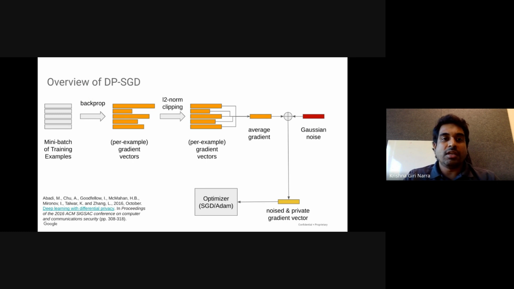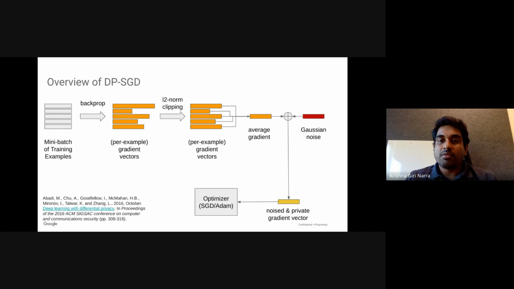In DP-SGD training, the main difference compared to non-private training is that during the back propagation, before computing the average gradient, we need to compute, for example, gradient L2 norms and clip the per example vector as per a predefined L2 norm. So this is to reduce sensitivity. Once the per example gradient vectors are clipped, they're averaged, and then we add noise to this average gradient based on a predefined epsilon or privacy budget. I use privacy budget and epsilon interchangeably in this talk.